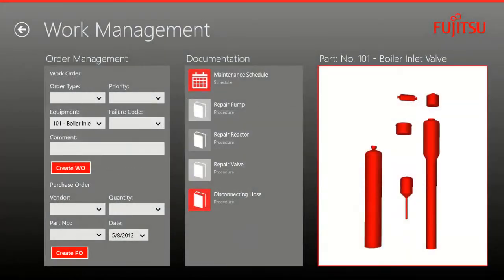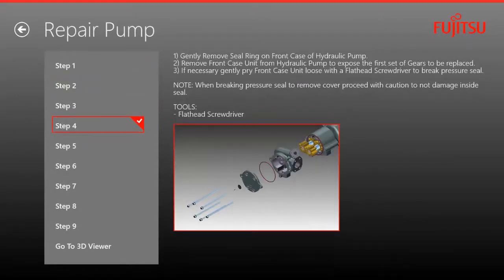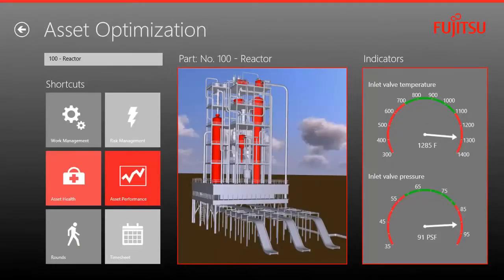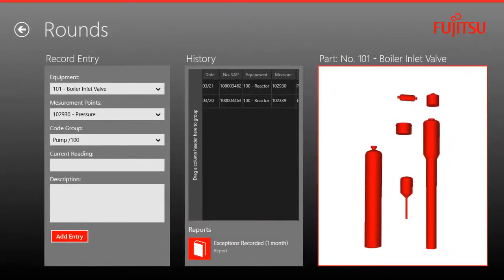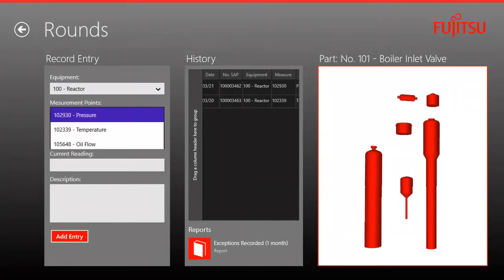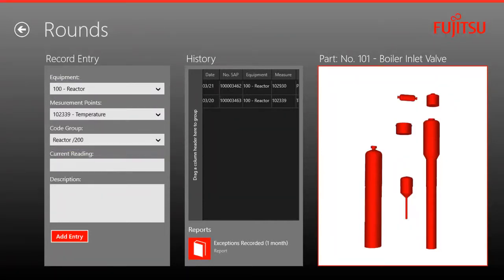They can initiate the purchase order to the vendor and see the required documentation and parts that will be used by the technician during the resolution. The Rounds tile allows the shift supervisor to record pertinent information about refinery assets in real time during their shift walkthrough. They can select the equipment, measurement, and code group, and add that entry to a running history of exceptions.